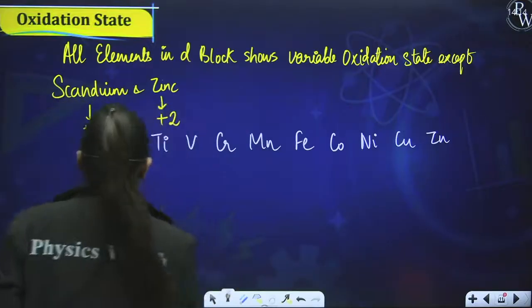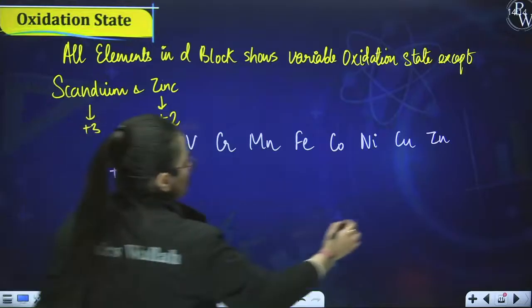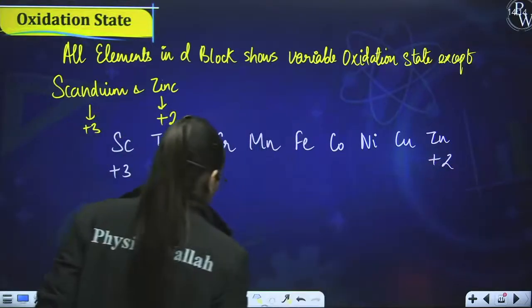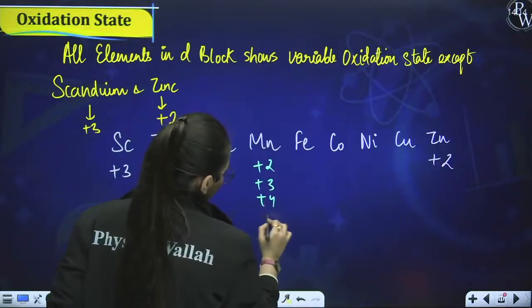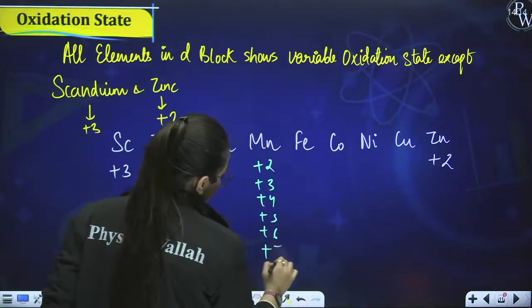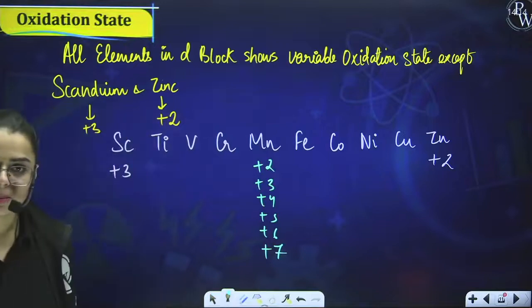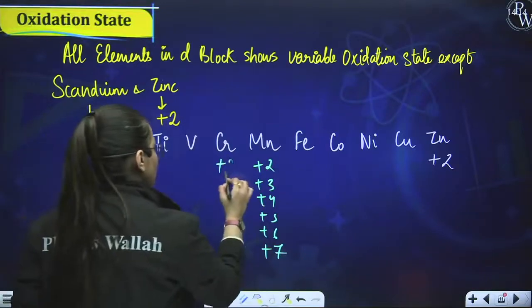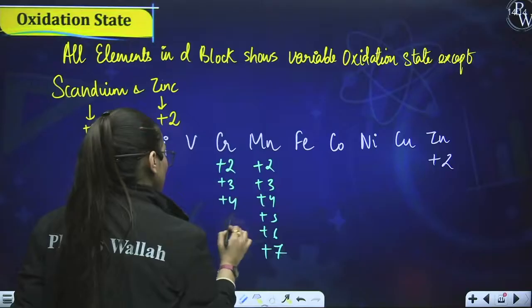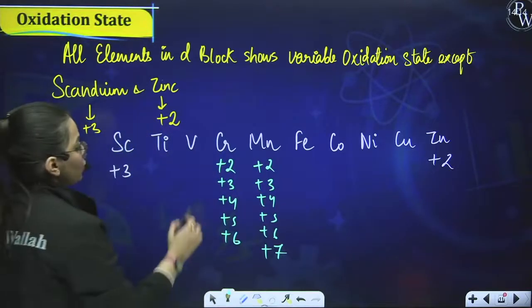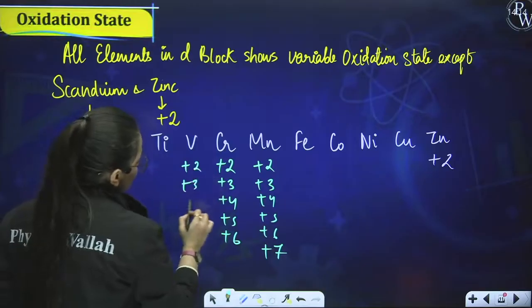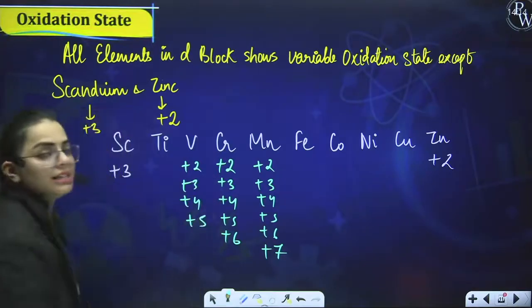Now, what happens? I've told you scandium will show only +3, zinc will show only +2. If I talk about manganese, students, manganese will show +2, +3, +4, +5, +6, and +7. These oxidation states are exhibited by manganese. If I talk about chromium, it will show +2, +3, +4, +5, and +6. It won't show the +7 oxidation state. If I talk about vanadium, it will show +2, +3, +4, and +5 oxidation state.